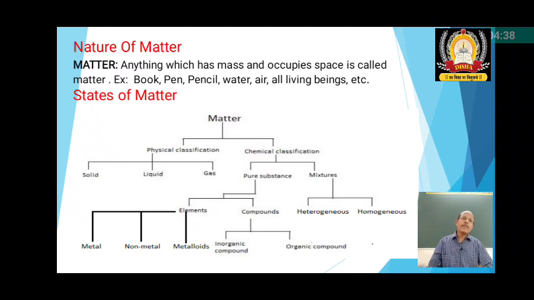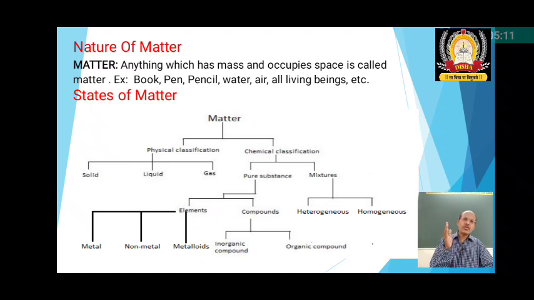I will repeat, matter can be classified into two broad classifications. One, physical classification, which is purely based on the physical appearance of the matter. Based on that, you will have three important subcategories: solids, liquids and gas. And another one is the chemical classification. There you will find two: one is pure substances and another is mixtures.